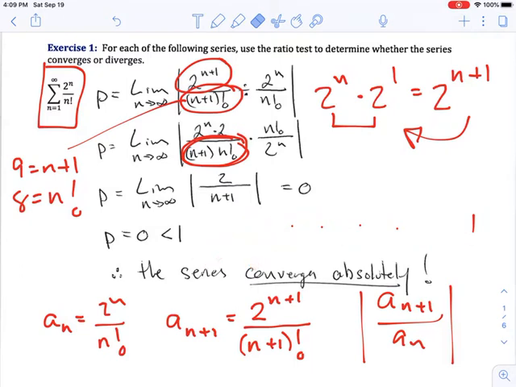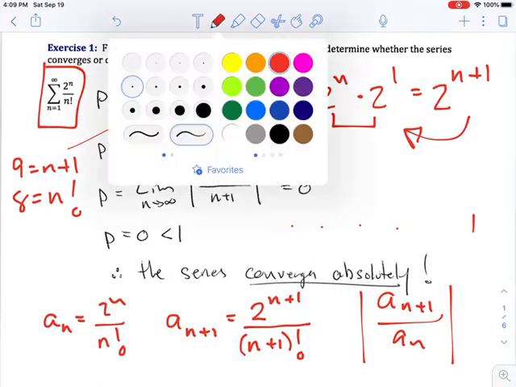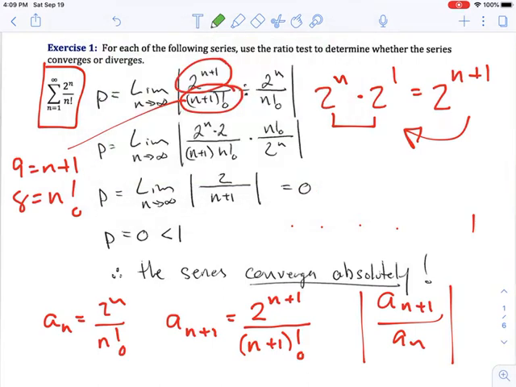From here, we're doing a lot of factoring and canceling. So n factorial and n factorial cancel. 2 to the n, 2 to the n cancel. And so what are you left with? You're left with a 2 in the numerator and n plus 1 in the denominator. So the absolute value of 2 over n plus 1. Well, we can take the limit of that very easily, and the limit is 0.